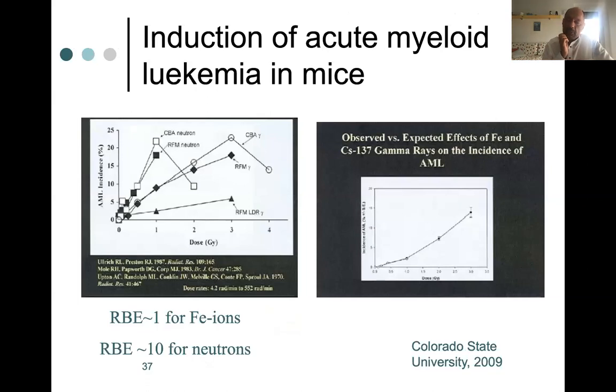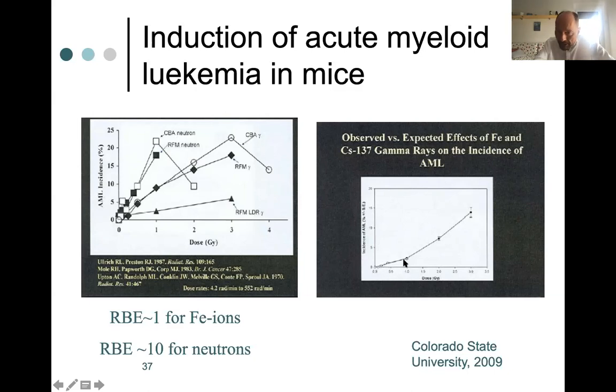These are other examples that show you how the story of the RBE, when you go to animals, is kind of complicated. This is an experiment, again, of induction of acute myeloid leukemia in mice. These are sensitive mice, the CBA and the RFM. This is with gamma rays. This is with neutrons. You see, neutrons are much more effective, apparently. So they did the experiment in 2009 with iron ions, 147 keV per micron, the peak of effectiveness. They were expecting a higher RBE.